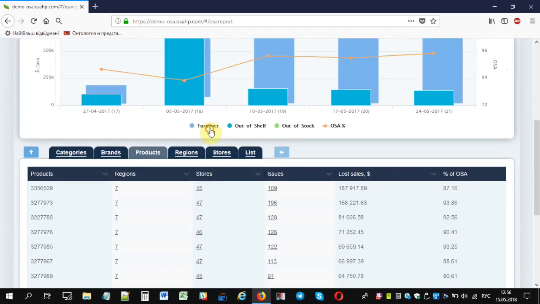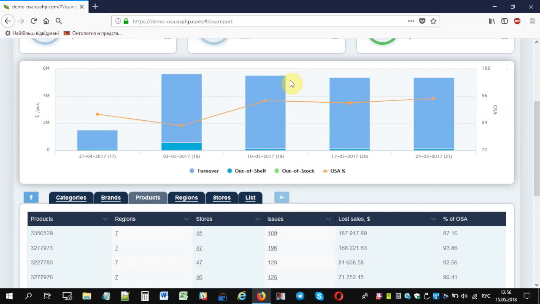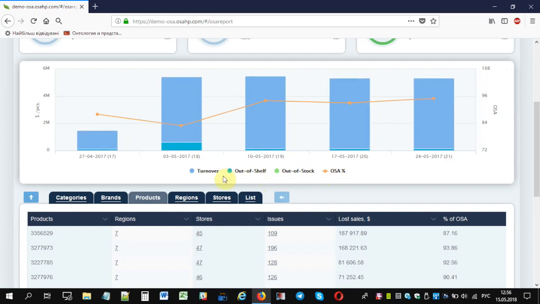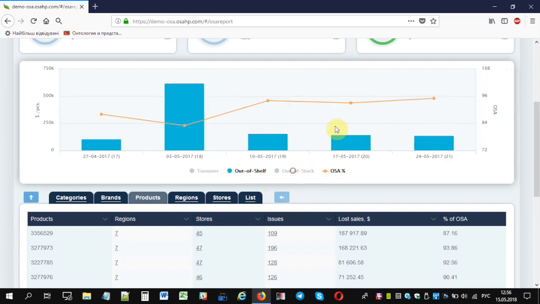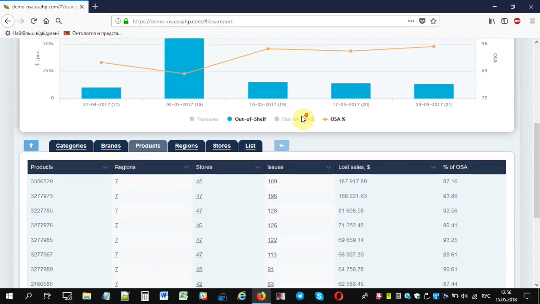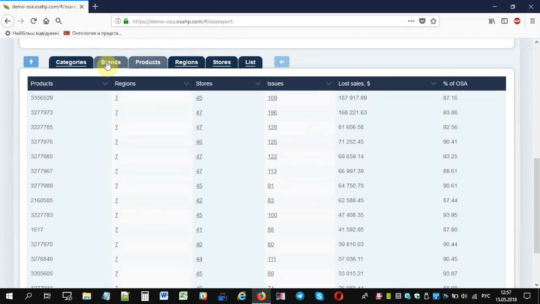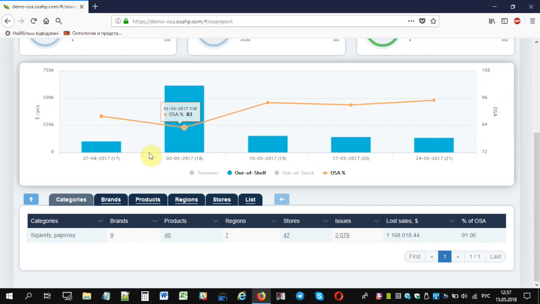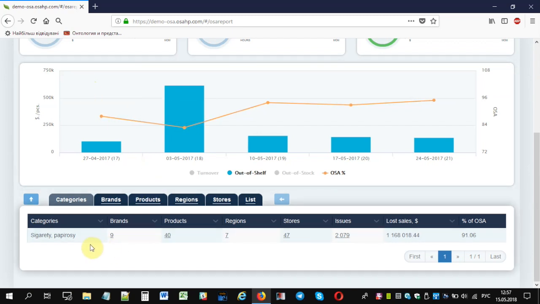Let's remove the out-of-stock filter and focus only on sales. In this graph, we have aggregated all the particular cases of the product's unavailability on the shelf. In this case, they're all grouped together. We can see any given product situation. We can narrow our search by brand or category of goods.